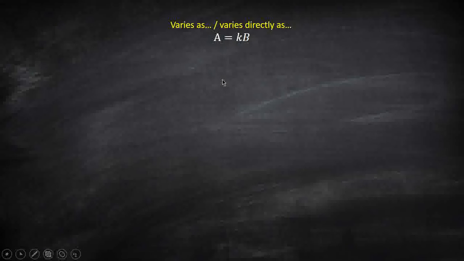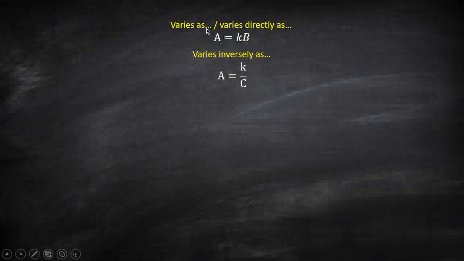The next thing here: A varies inversely as C. So if the question says inversely, the first one will be equal to 1 over the second one. So A varies inversely as C; remember A is equal to 1 over C.